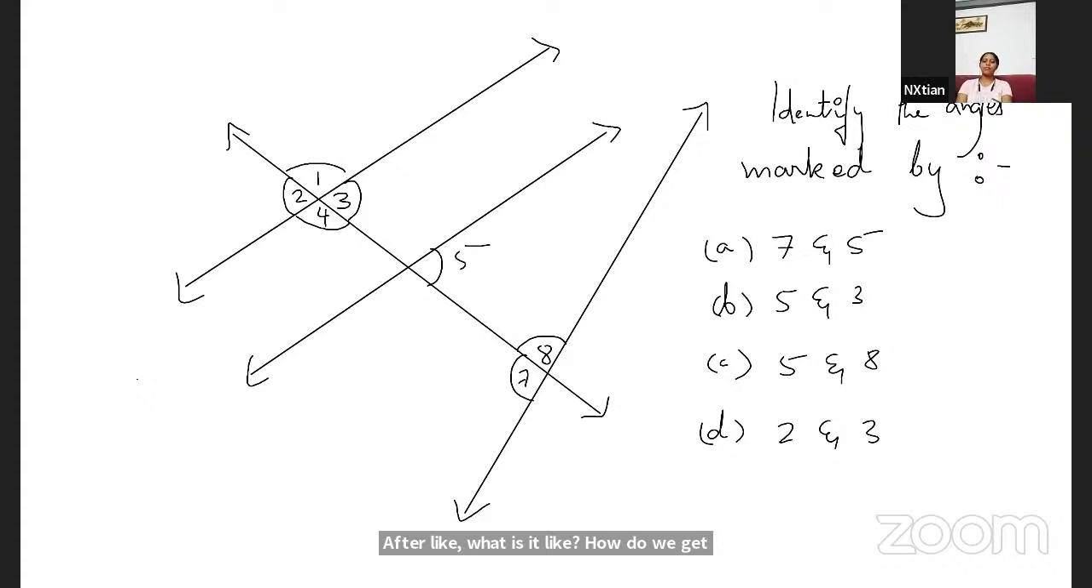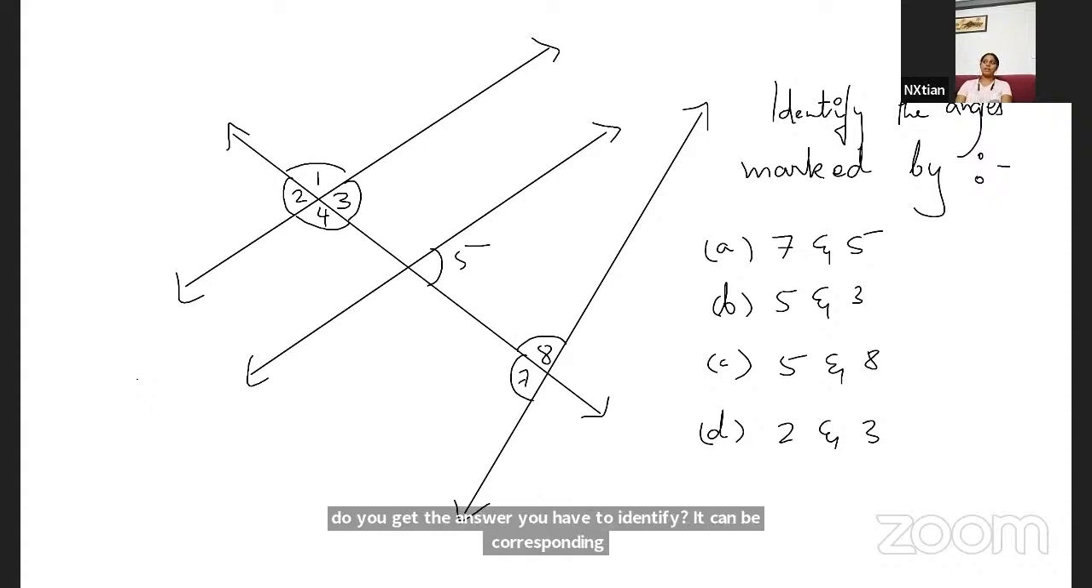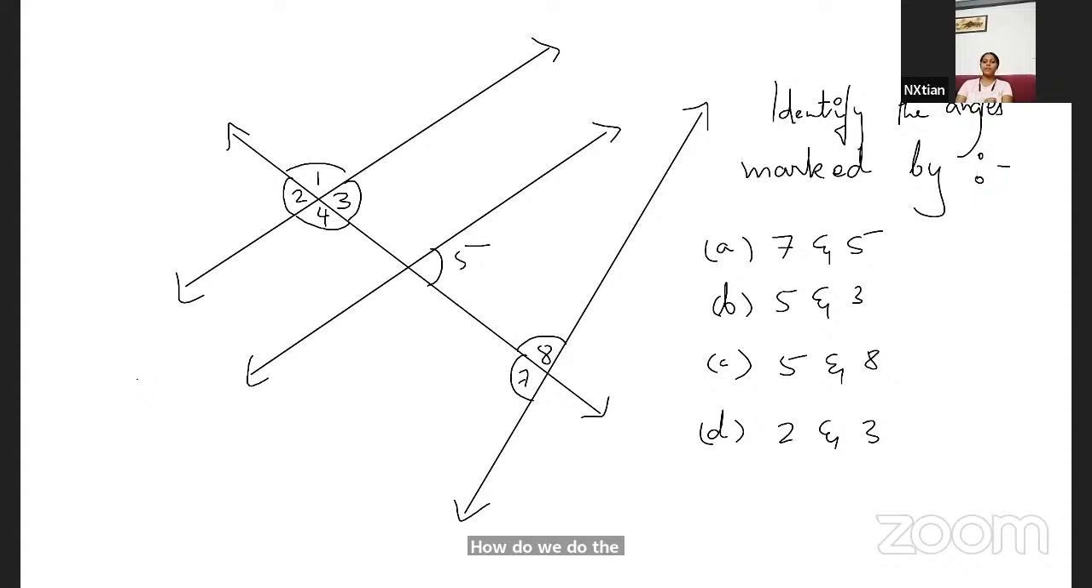How do you get the answer? You have to identify it. It can be alternate, it can be corresponding, it can be supplementary, it can be interior. Like that, you have to give the answer.